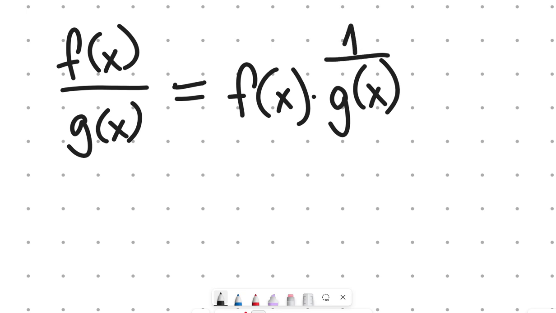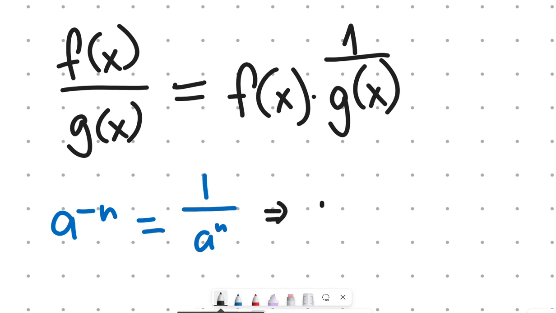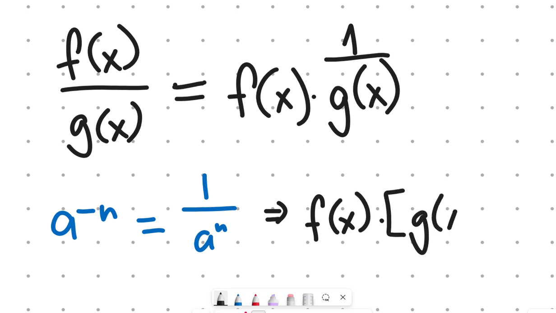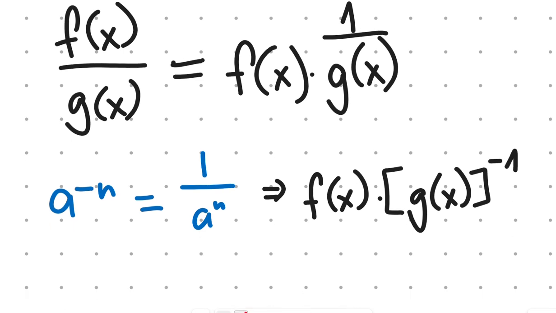Okay, and now what is 1 over g of x? We have an exponent rule that states that a to the power of minus n is the same thing as 1 over a to the n. So from this information we can say f of x times the bracket g of x to the negative 1 power.